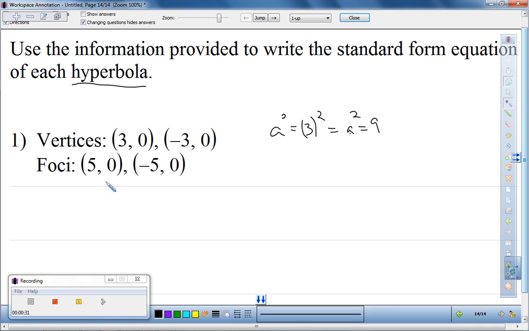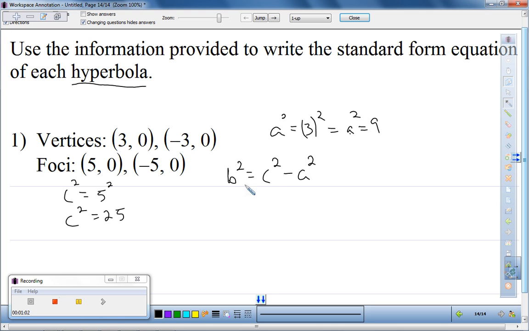Okay, now we're given c, but we need b. So we're going to have to use the formula b squared is equal to c squared minus a squared to come up with our b squared. Okay, so we know that the c value is equal to 5. Therefore, if we square it, we end up with c squared is equal to 25.